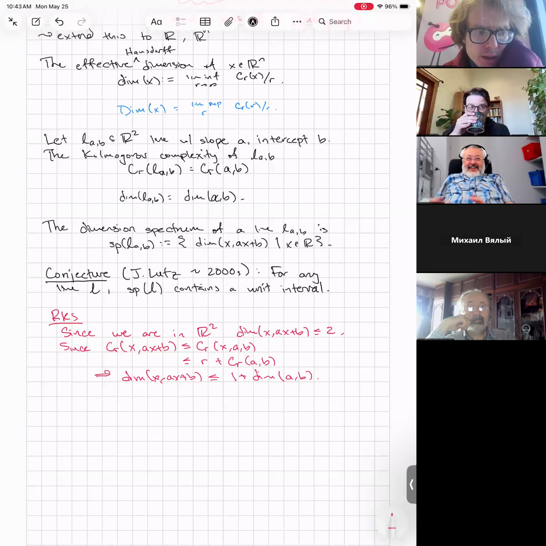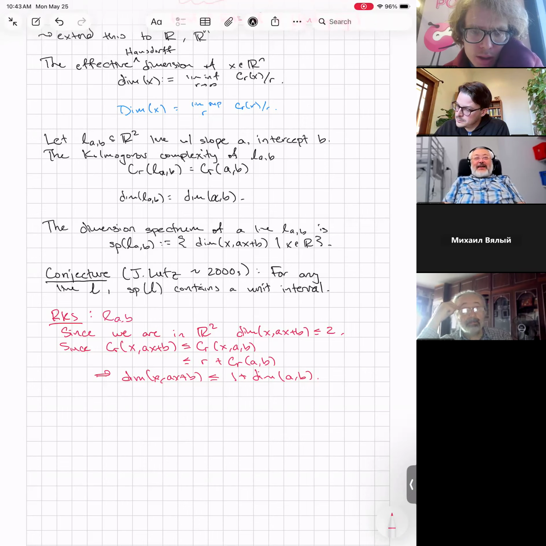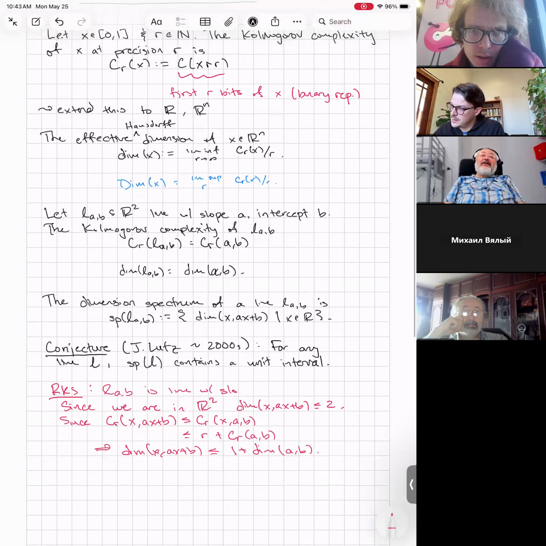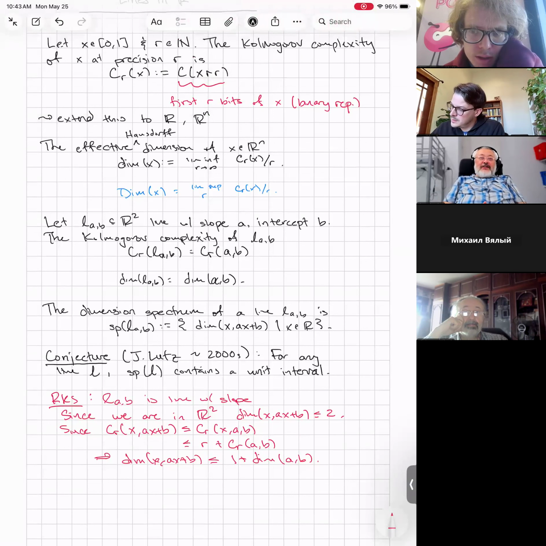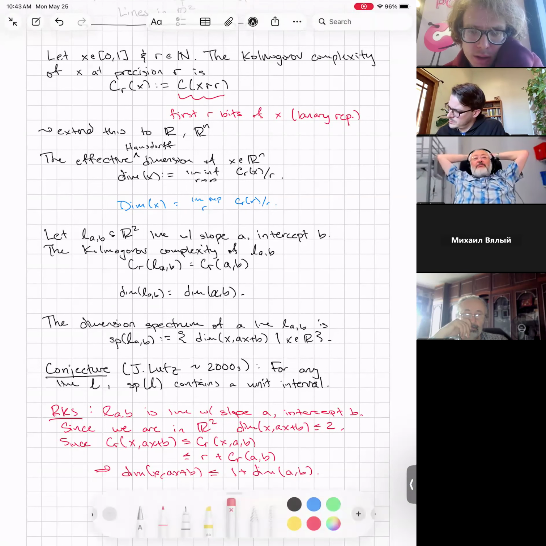Right. I'm a little bit lost. I'm confused what x plus b is. It's a point on the line AB. An arbitrary point on the line AB has the form x and AX plus B. So how is CR defined? For two real numbers, you take the first R bits of each, the complexity of the pair of the first R bits. You just take the precision complexity of a point up to precision R.